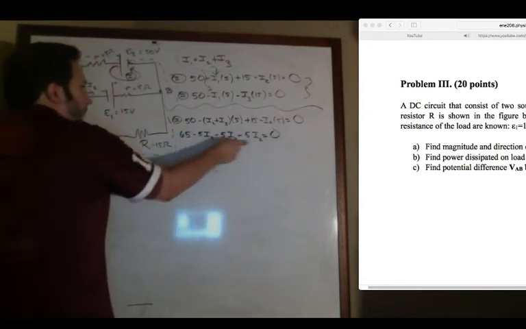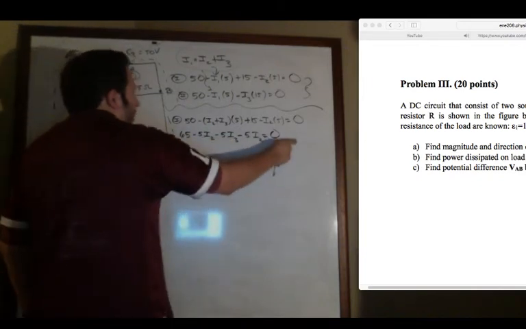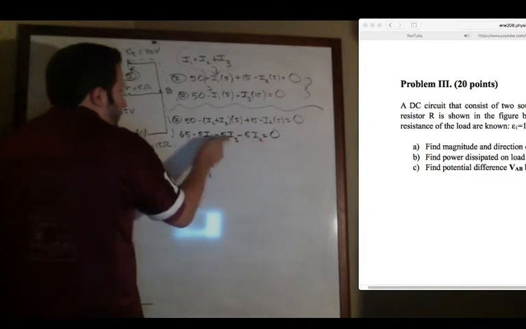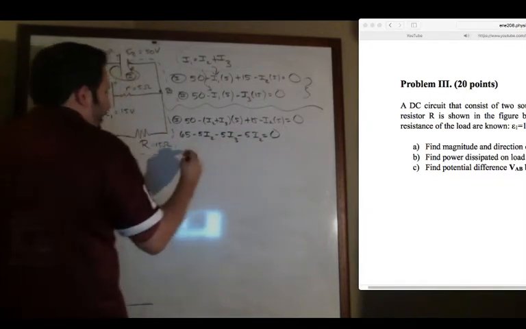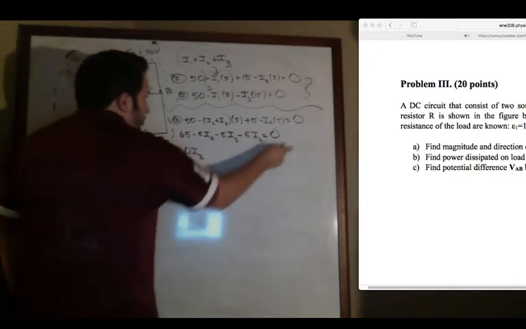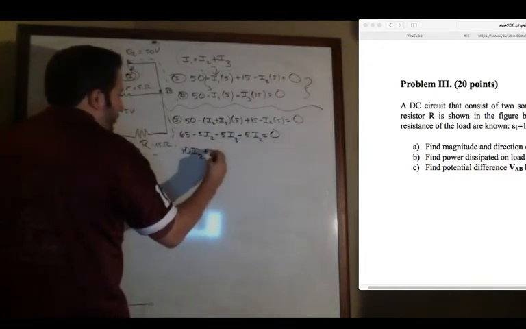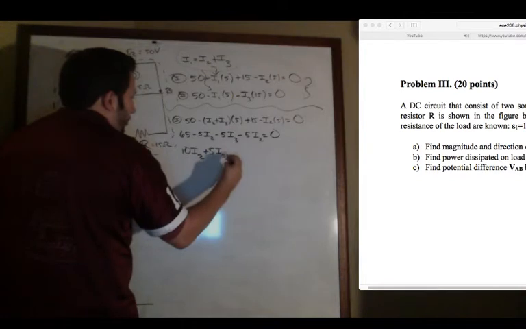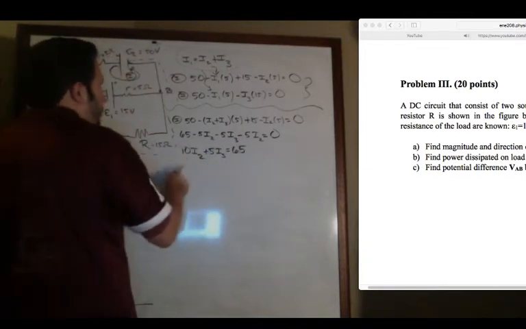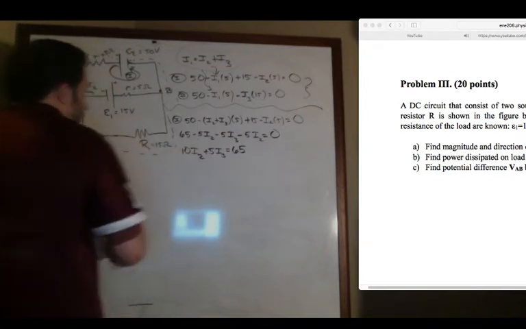Now all of my variables, I'm going to move over to one side and keep that 65 there. So the minus 5I2 and the minus 5I2, when I add that to the other side, I'm going to have 10I2. Moving the I3 to the other side, we're going to have plus 5I3 is equal to 65. So here's loop 1. Let's now do loop 2.